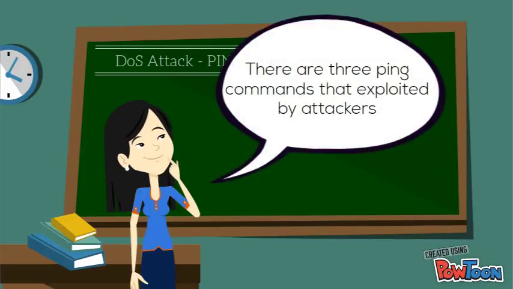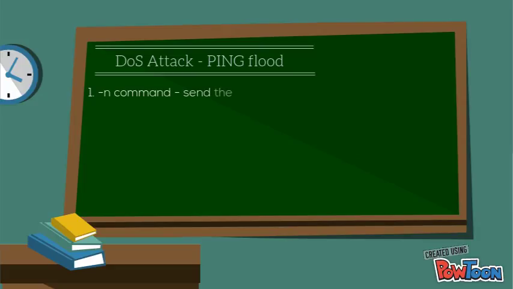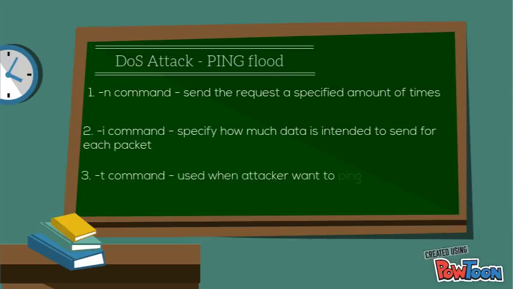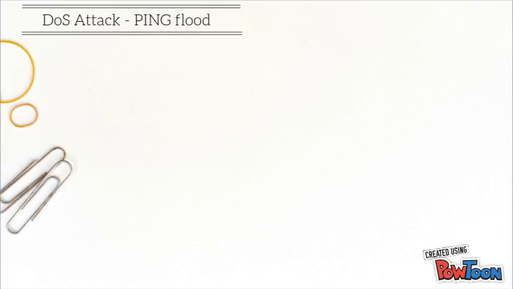There are 3 commands using ping that are exploited by attackers. The -n command tells the prompt to send the request a specified amount of times. The second command is the -l command, which can specify how much data is intended to be sent for each packet. The -t command is used when the attacker wants to ping continuously until the host times out.